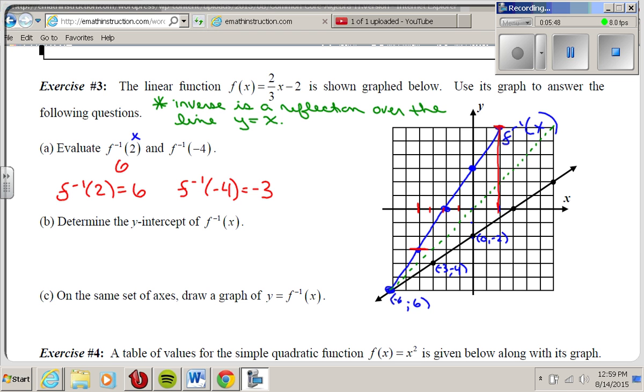The y-intercept of f to the negative 1 of x, we talked about that. We actually found that value, which we said was 0, 3. Okay. And if you notice, this is 3, 0. The y-intercept is the x-intercept of the inverse function, and vice versa. Okay? It kind of changes spots there.